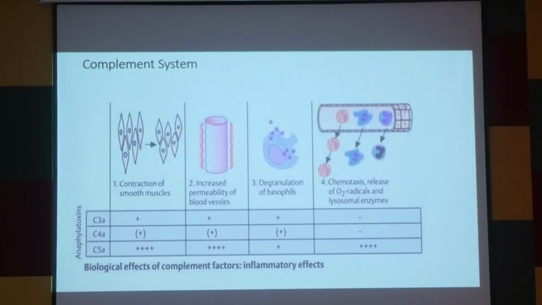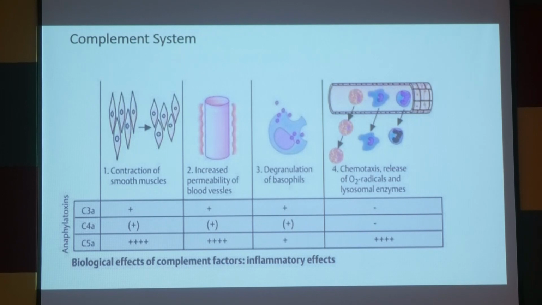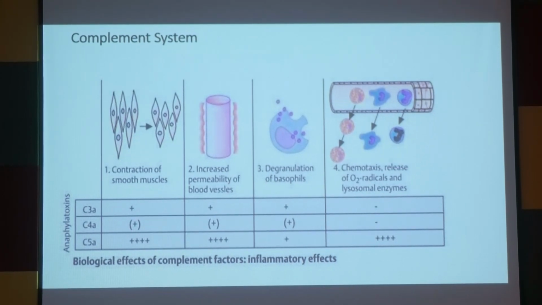Apart from killing bacteria, it also has functions in inflammation in the form of C3a, C5a, C4a, the anaphylatoxins, and these have similar effects: vasodilatation, increased vascular permeability, chemotaxis, degranulation of basophils, contraction of smooth muscles. Okay, and C5a is the strongest of all. C5a has the maximum action of contraction of smooth muscle, increasing vascular permeability, and degranulation of basophils. For this property, it is also called an anaphylatoxin. So it facilitates the anaphylaxis reaction.